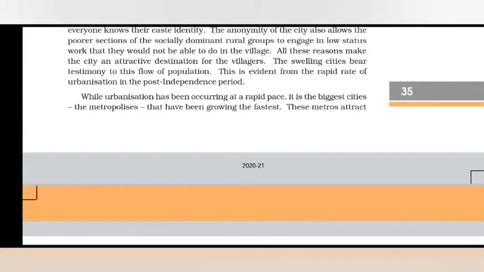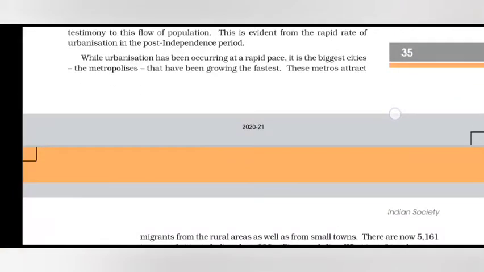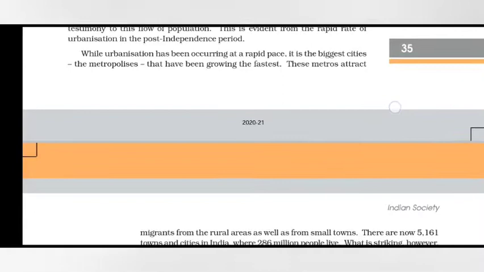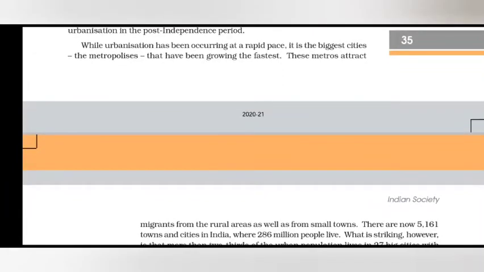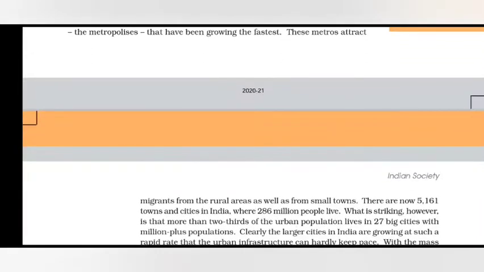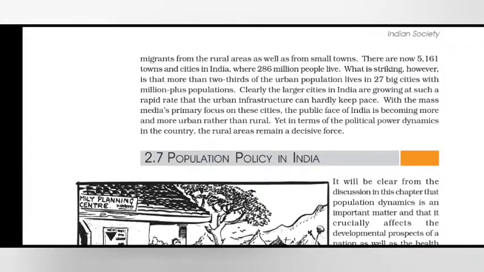This is evident from the rapid rate of urbanization in the post-independence period. While urbanization has been occurring at a rapid pace, it is the biggest cities, the metropolises, that have been growing the fastest. The metros attract migrants from rural areas as well as from small towns. There are now 5161 towns and cities in India where 286 million people live. What is striking, however, is that more than two-thirds of the urban population lives in 27 big cities with million plus populations.